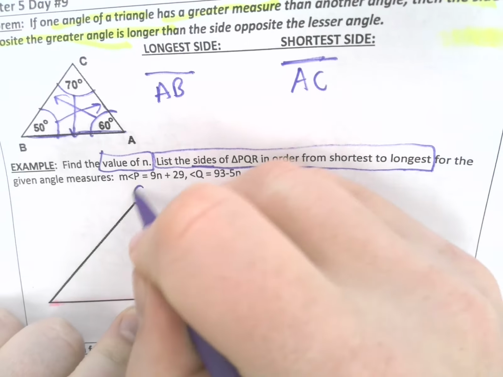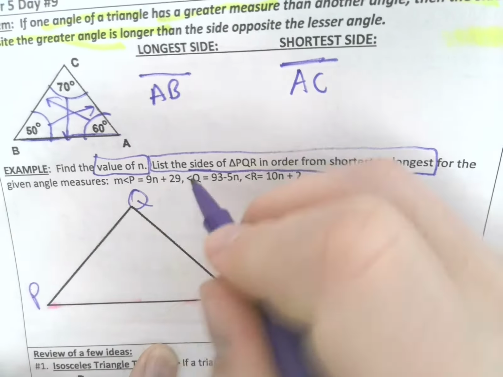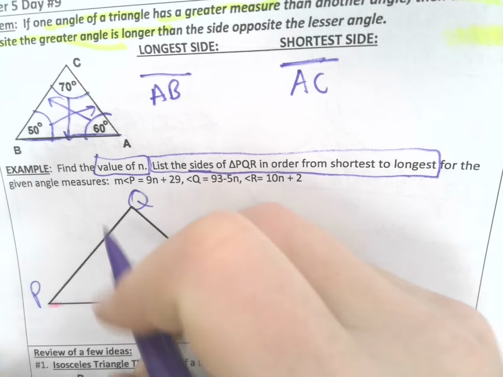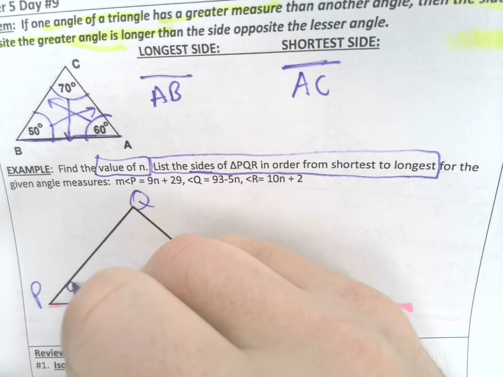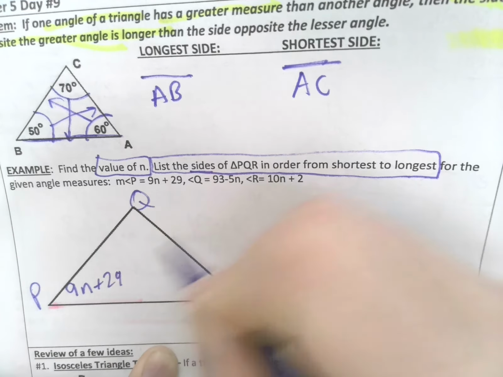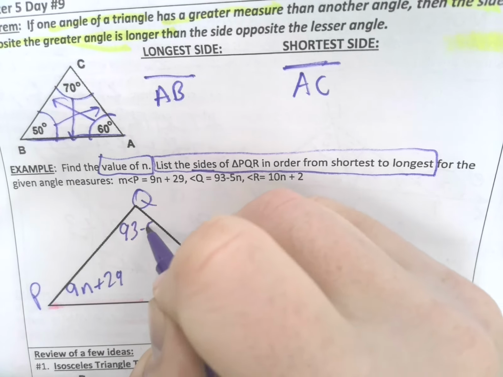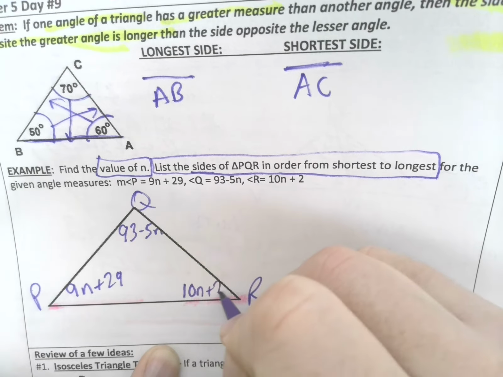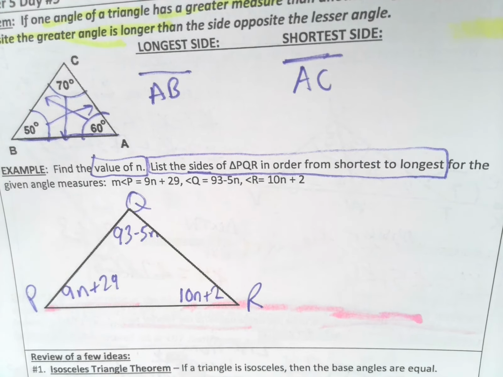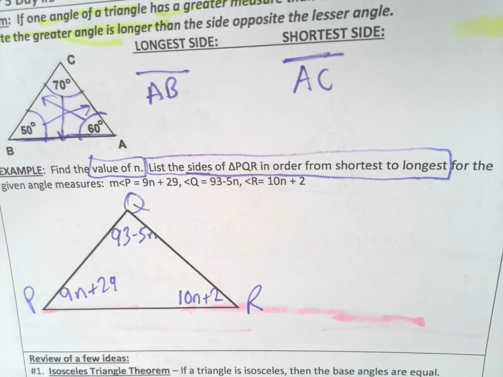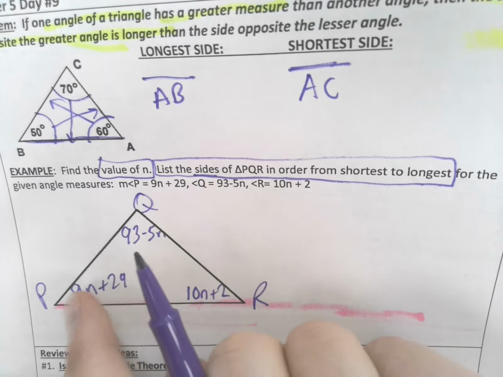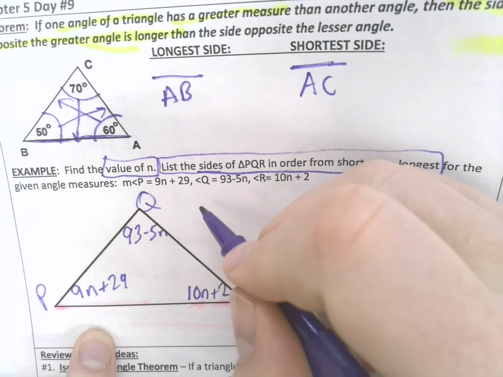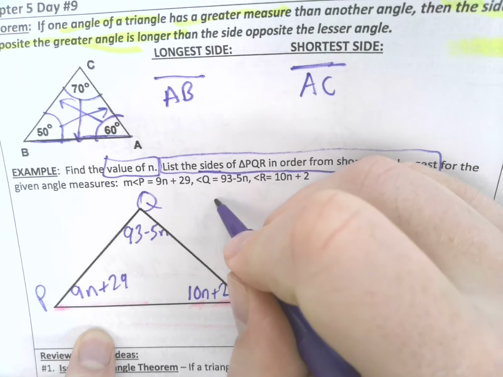So I'm just going to call this Q, call this P, and call this R based off R3 here. So P is 9n plus 29. Q is 93 minus 5n. That's a weird one. And then R is 10n plus 2. And here's the thing. We may not know what these angles are, but what do we know all three of these angles add up to be? That's right. All three of these add up to be 180.